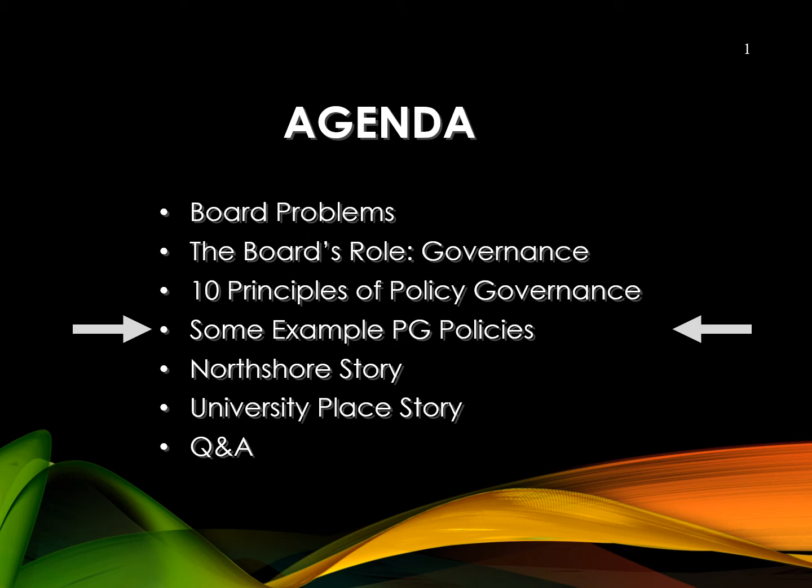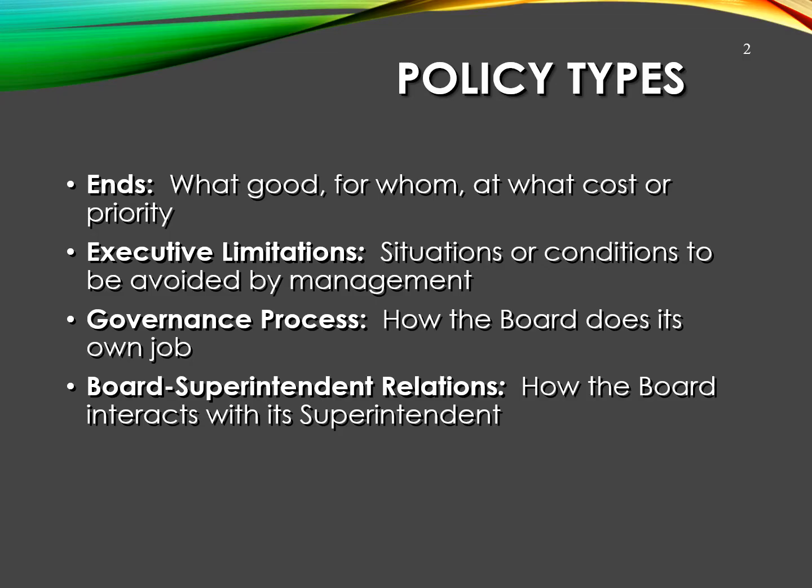In order to get an idea of what policy governance policies look like, I will share some examples. Remember, there are 4 types of policy in the policy governance model. Ends, sometimes called results or goals. Executive limitations, sometimes called executive parameters.